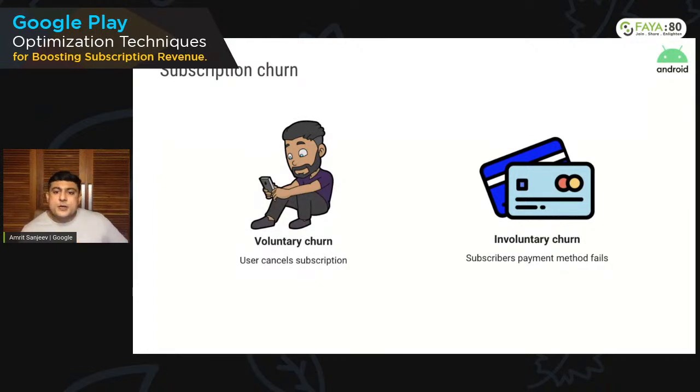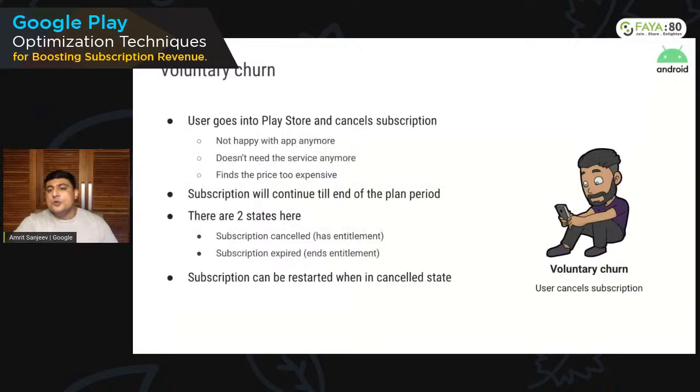An involuntary churn is when the next month the system tries to automatically renew a subscription, but your credit card is declining, or your credit card has actually expired, or whatever payment method you have given for automatically renewing your payment is not working. That is an involuntary churn. So keep these two in mind. We'll talk about how this affects you in different ways.